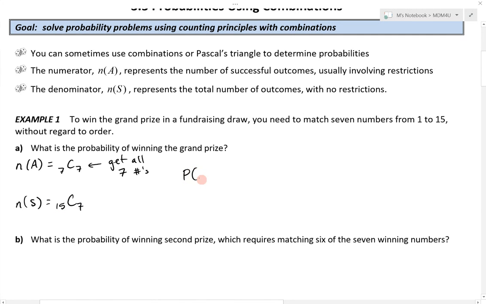So then the probability of your event A, the A being that you're going to win the grand prize, using the probability formula, n of A over n of S, is equal to 7 choose 7 over 15 choose 7. It's going to be an incredibly small number. So that's going to be equal to 0.00016. So even a less than 1% chance of winning.